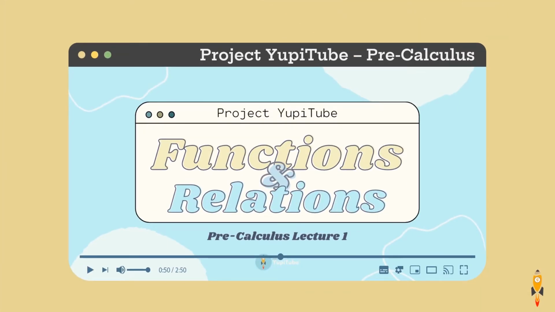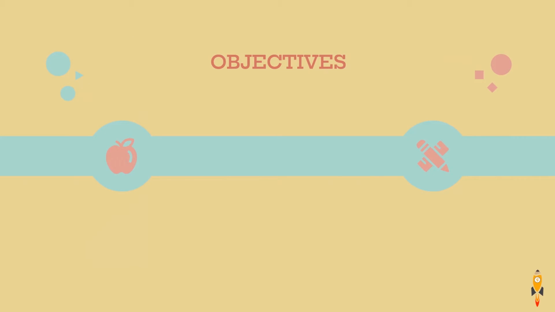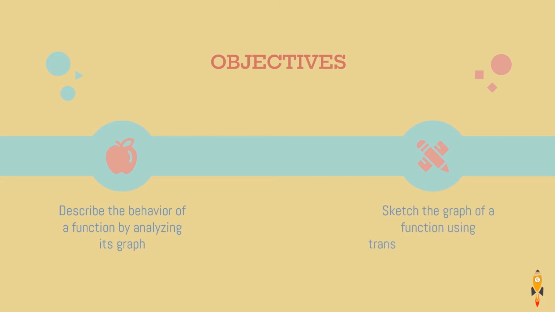In the last video, we talked about several types of functions. And now, let's dive into analyzing graphs of functions. After watching this video, you will be able to describe the behavior of a function by analyzing its graph and sketch the graph of a function using transformation techniques. Get ready! Fasten your seatbelts as we are about to advance to our new topic.